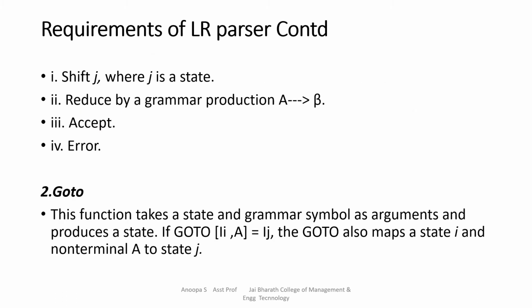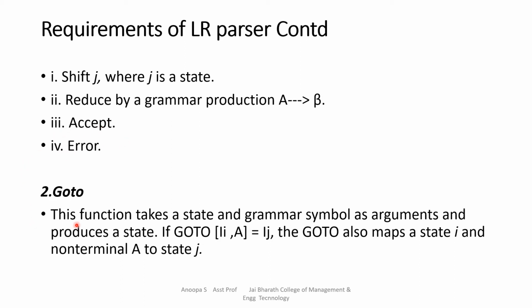What are they? It can be shift J, where J is a state, so it can shift to another state. Or it can reduce by a grammar production A giving beta, or it can accept, or it can report an error.